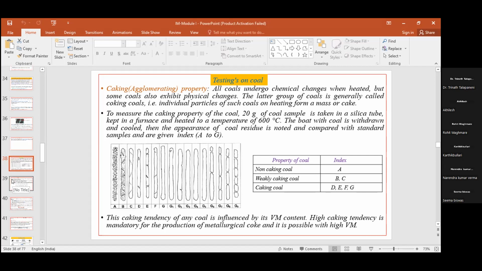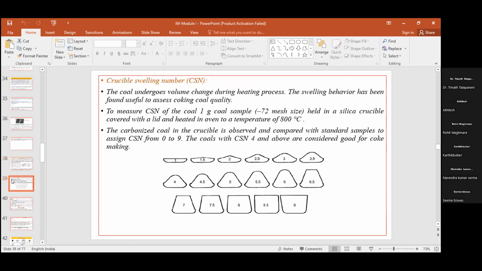And also, not only this, the coals, whatever we are subjecting for the coke making process, they undergo swelling. Because during the expulsion of this volatile matter in the coke making process, the coals will swell. So we have to check the swelling tendency of the coals also.